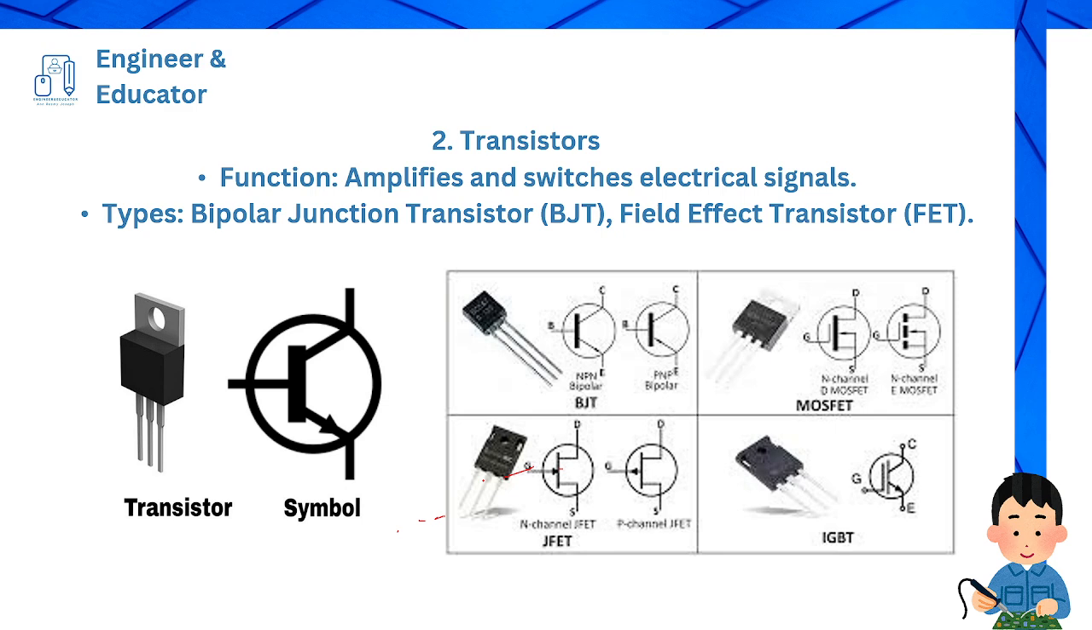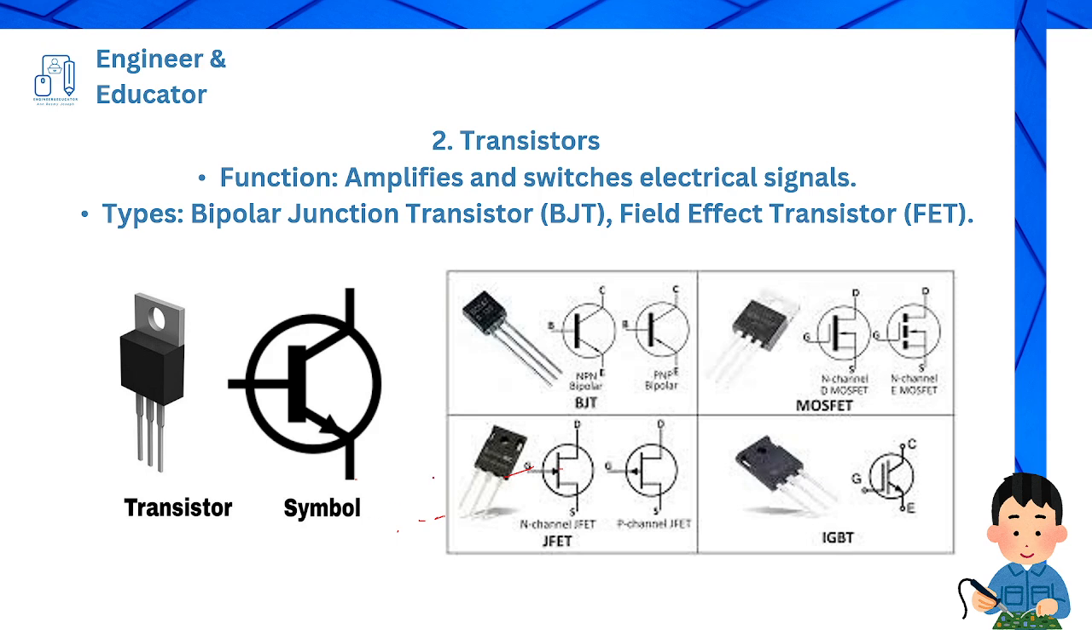So don't forget, a diode works most of the time as a rectifier because it allows current flow only in one direction. A transistor, on the other hand, acts as an amplifier or a switch for electrical signals. Some different types of transistors are there. The BJT transistor itself can be of two types.